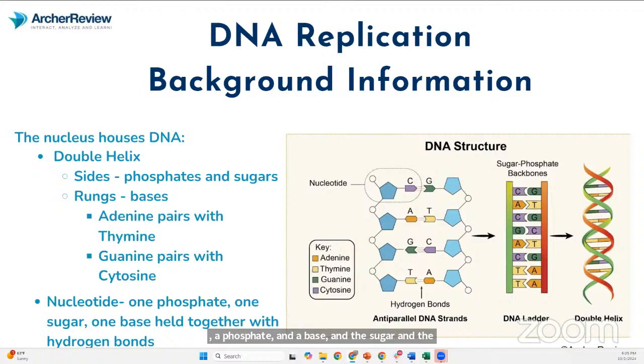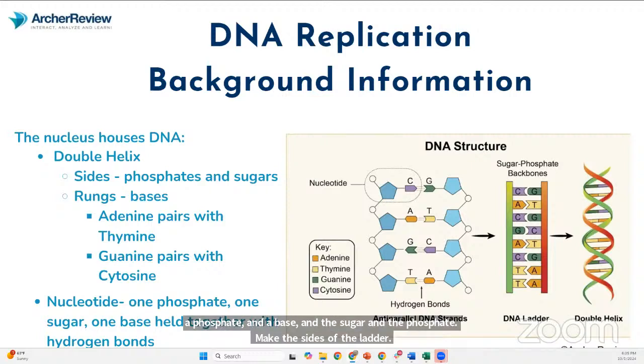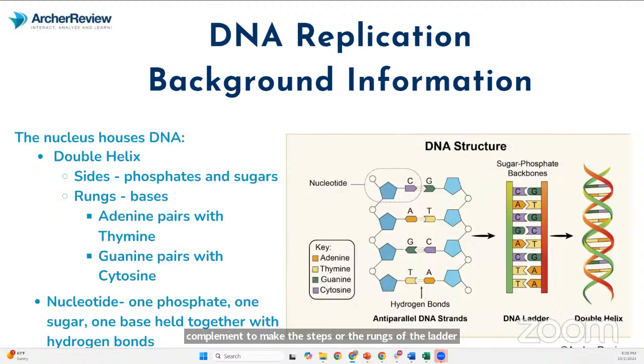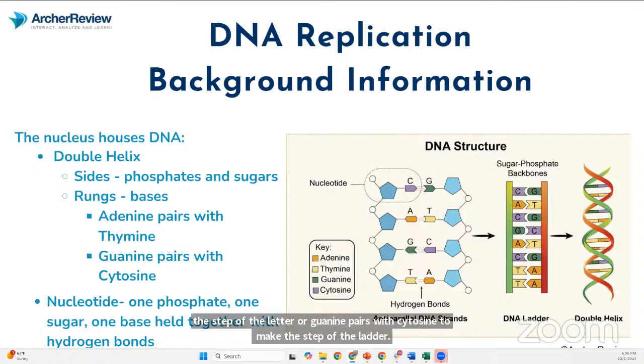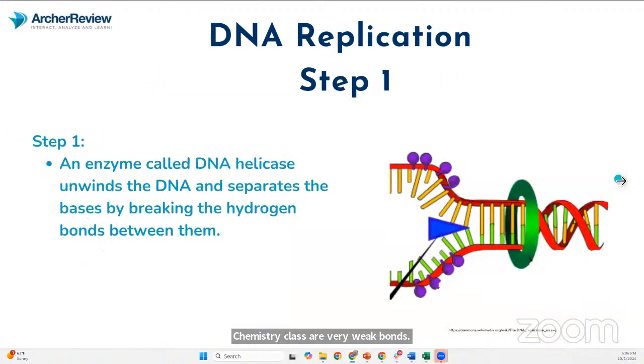It's the base that meets up with another base, its complement, to make the steps or the rungs of the ladder. And this is where adenine pairs with thymine to make the step of the ladder, or guanine pairs with cytosine to make the step of the ladder. And those complementary bases are bound together by hydrogen bonds. And hydrogen bonds, if you remember from chemistry class, are very weak bonds. And that's important for DNA replication.